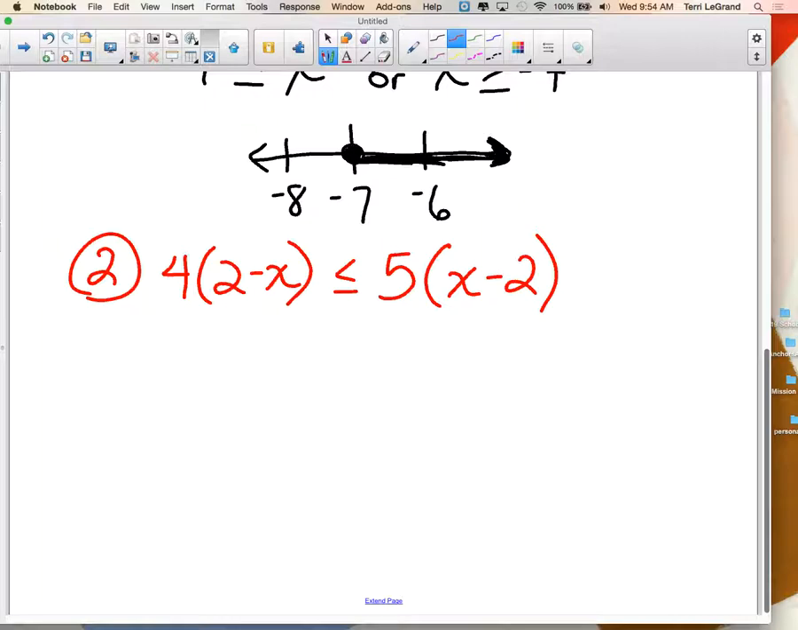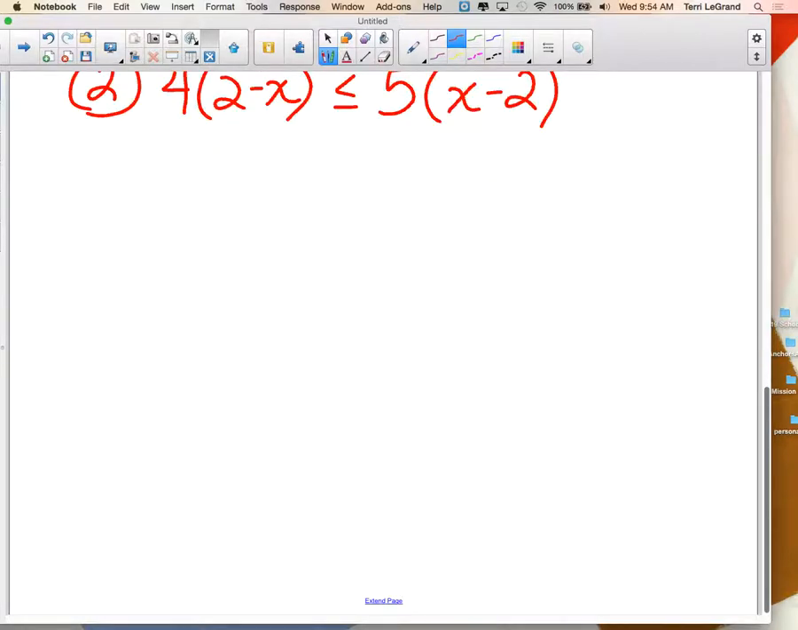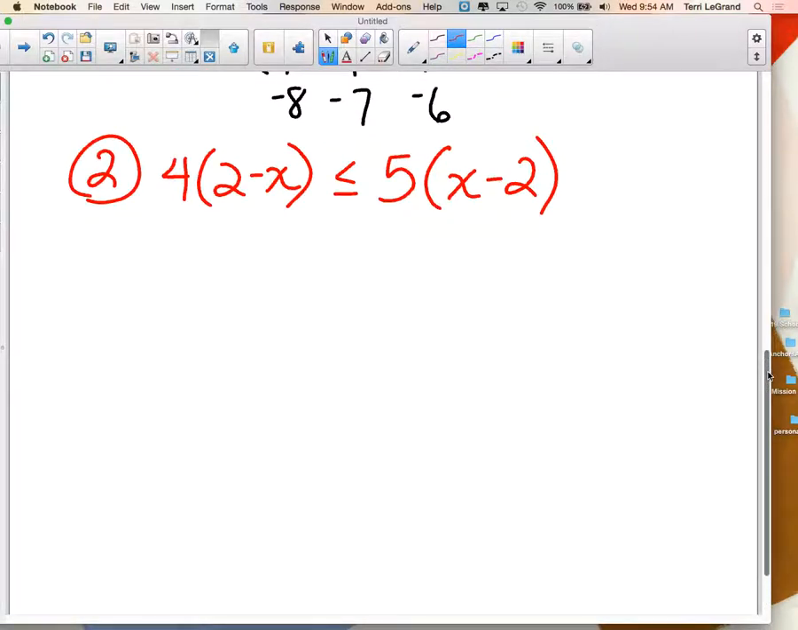What would be a good thing to do in this one first? Distribute. Do the distributive property, do the simplifying. We're not going to start solving this yet until we simplify it. So we are going to distribute the 4 over the 2 minus x, and we're going to distribute the 5 over the x minus 2. So we have 8 take away 4x is less than or equal to 5x, take away 10.